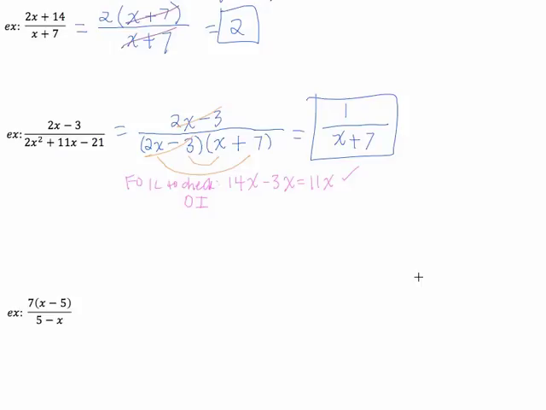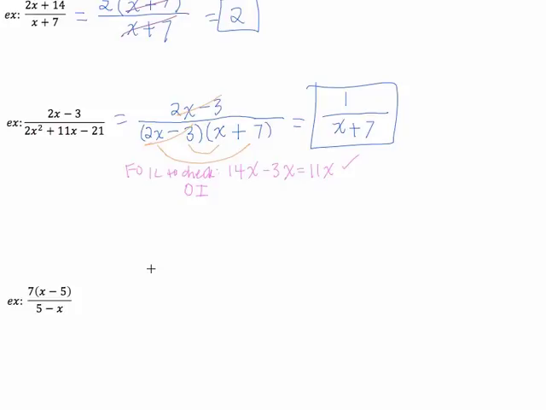Let's look at one last example. This one involves a little technique. So 7 times x minus 5 over 5 minus x. When you look at this, you probably notice x minus 5 looks a lot like 5 minus x, but they're just slightly different. So we need to make them look the same so that we can cancel them.